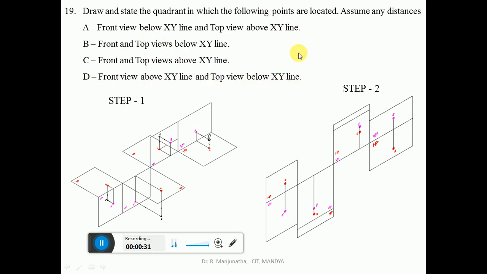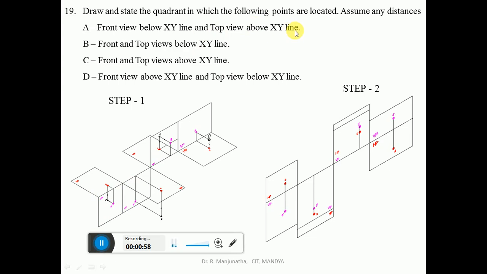So first we are going to analyze this problem. Front view below xy line means, so front view image is always on the vertical plane and the top view image is always on the horizontal plane. So front view below xy line means the vertical plane will be below xy line. You can see here the vertical plane below xy line. So this is the xy line we are considering.